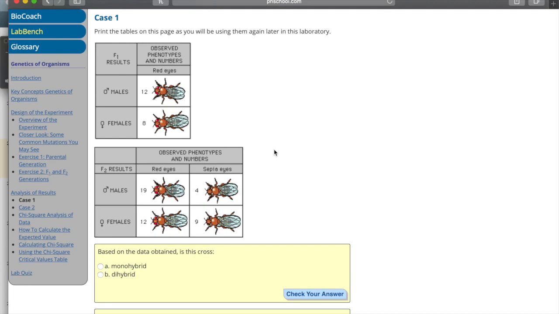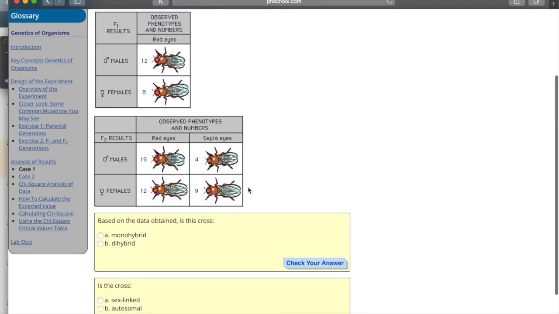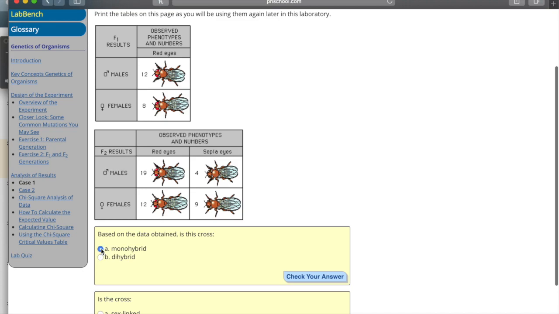So it's asking us here, based on the data obtained, is this cross a monohybrid or dihybrid cross? And if you can see, we're really just testing one trait here, right? One trait that has two alleles. One allele is the red eye, and the other allele is the sepia eyes. So because we're only considering one trait here, it's going to be a monohybrid cross.